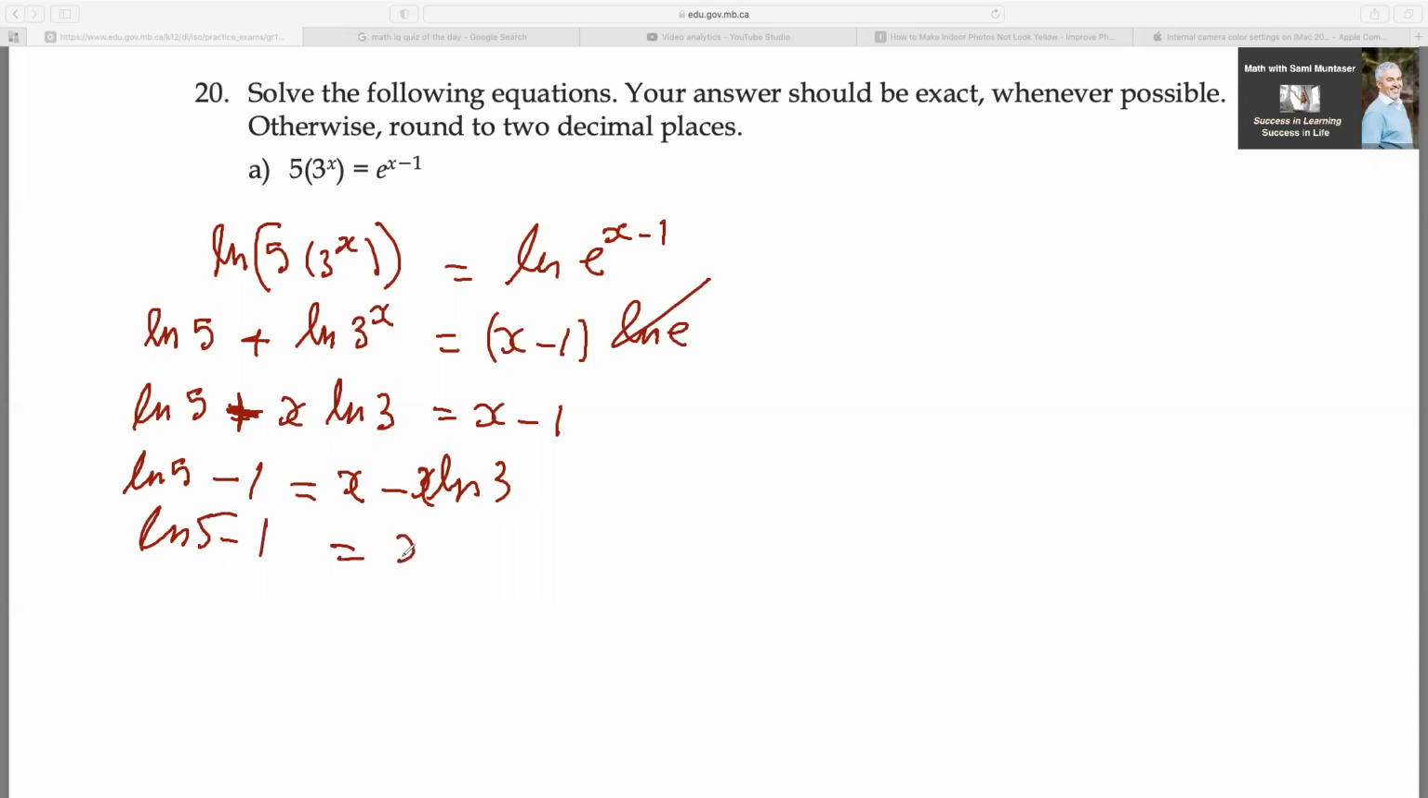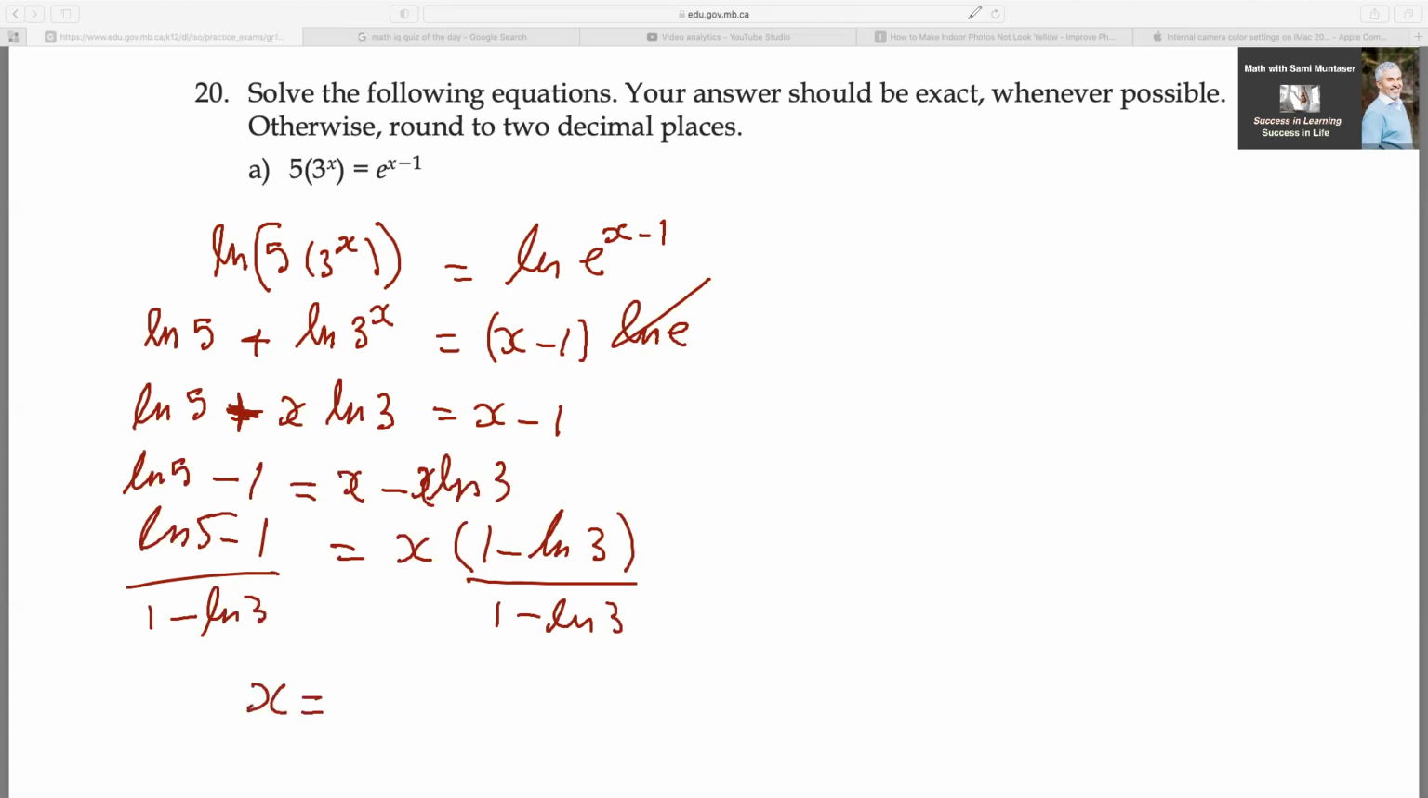I'm going to take out x as the greatest common factor. I'm going to get x times (1 minus ln 3). Now, of course, divide both sides by 1 minus ln 3, and therefore x equals, and that's basically just a calculator question after that. And the answer, x equals 1.18. And that's the answer for this one.